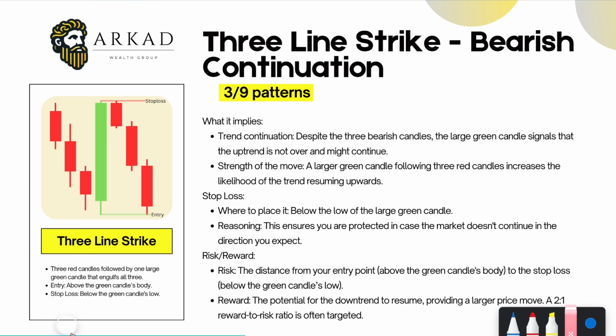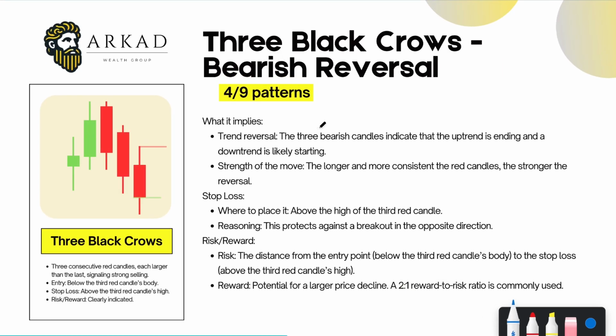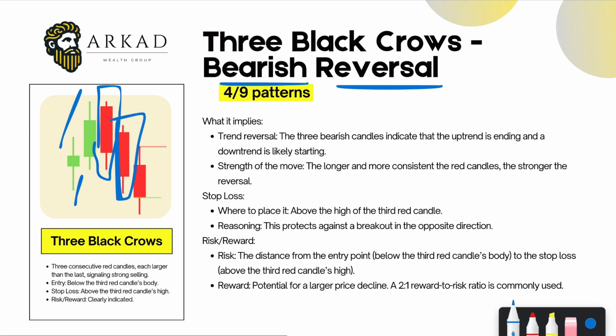So next one we have 3 black crows. This is a bearish reversal. What it implies: 3 bearish candles indicate that the uptrend is ending. So we have an uptrend, and a downtrend is likely going to start and take over. The strength of the move: the longer and more consistent the red candles, the stronger the reversal. So a bigger red candle or bigger volume, possibly for a bigger reversal.